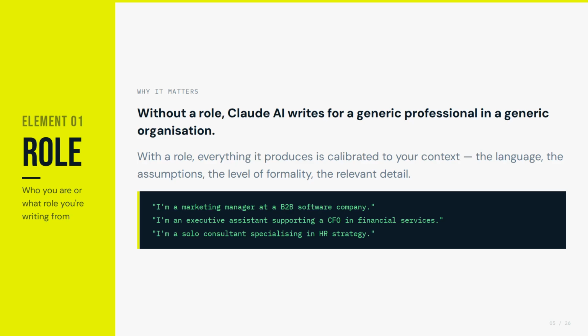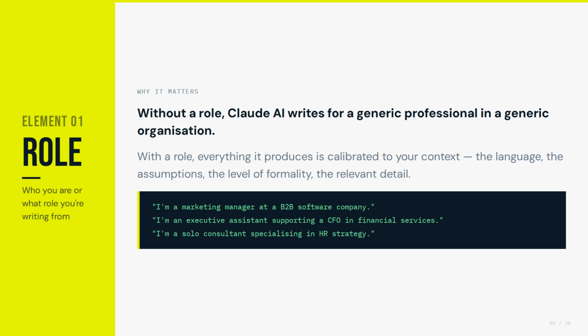Element 1, role. Who you are or what role you're writing from. I'm a project manager at a mid-sized construction company. I'm an executive assistant supporting a CEO in financial services. I'm a solo consultant specializing in HR strategy. This matters because Claude AI writes differently for different roles. The language, the assumptions, the level of formality, the kind of detail that's relevant.